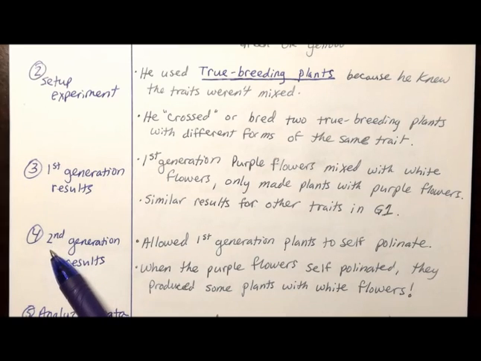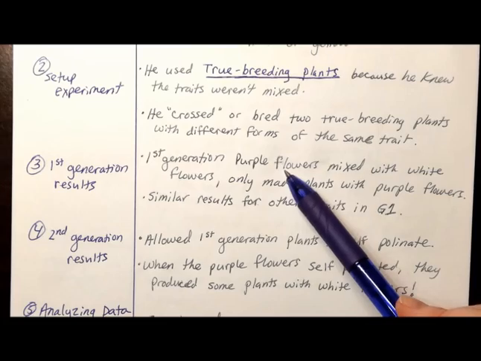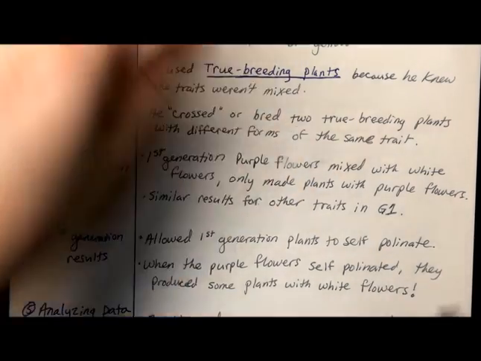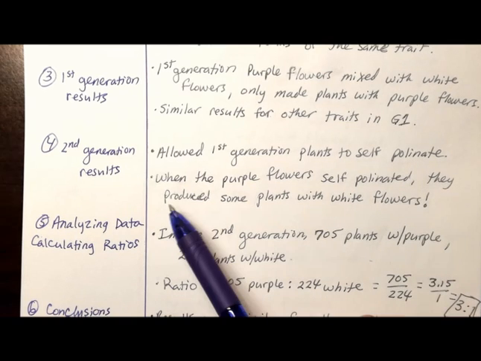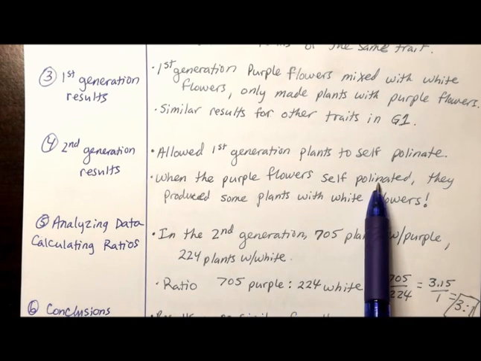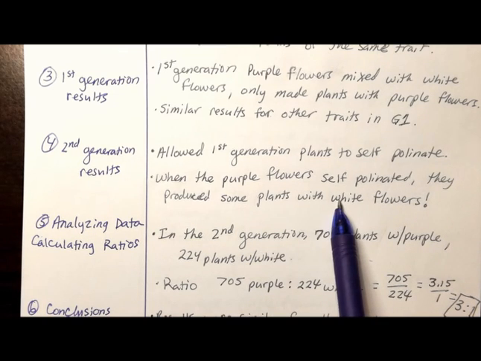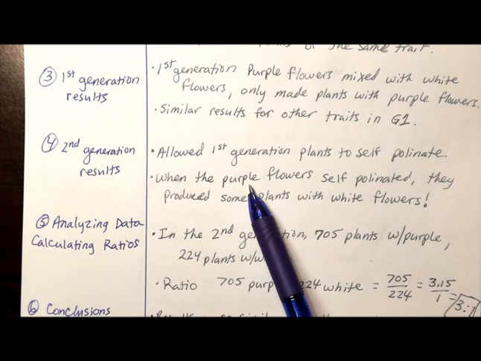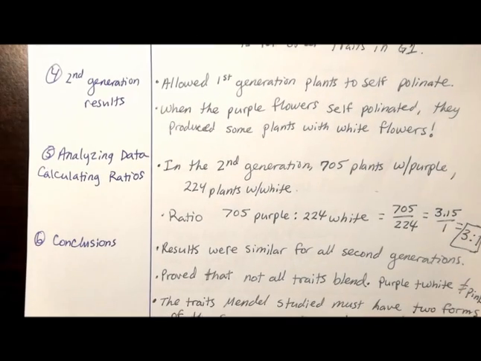Then he moved on to the second generation. He took these plants right here and bred those together. So he allowed the first generation plants to self-pollinate. When he observed the results, the purple flowers self-pollinated, and they produced some plants that had white flowers. So a purple flowered plant plus a purple flowered plant came up with a white flowered plant. That's some craziness right there, right? So he tried to figure out what was going on.